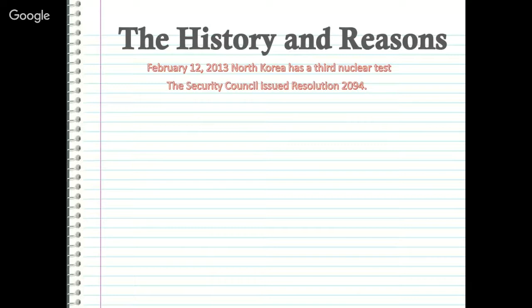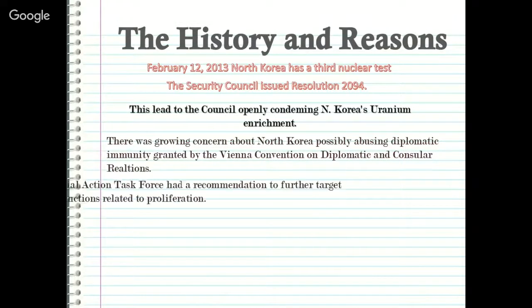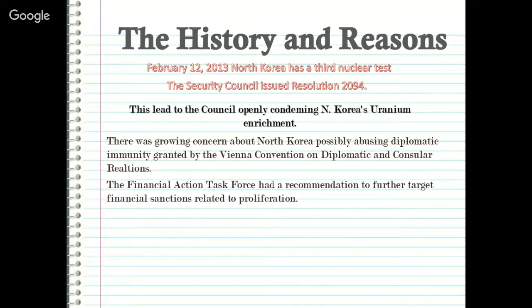Slide 7. Indirect violation of the previous sanctions. North Korea launched another missile, which led to the resolution passed March 7th, 2013. This was adopted without any resistance. This was also the first time the Security Council openly called out North Korea on its uranium enrichment program.